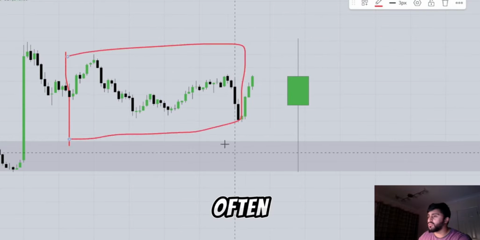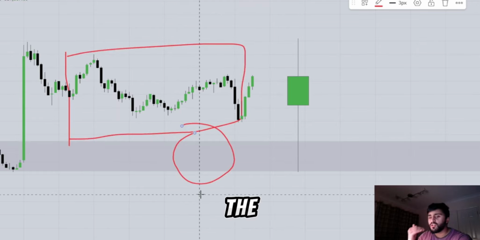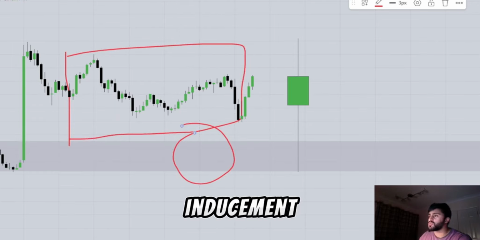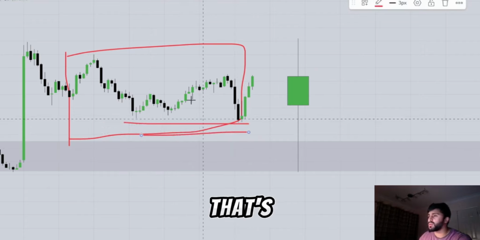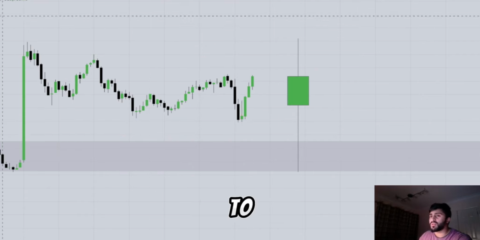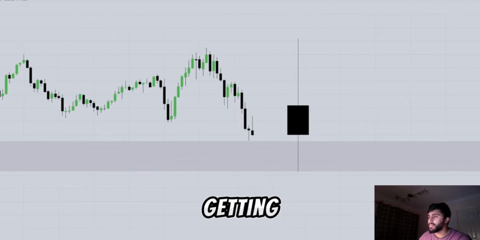Now, the accumulation often occurs above the zone. When the accumulation occurs above the zone, this is what we call inducement, right? So this is inducement, the liquidity that's building up over here. That is important to understand. So now if we continue to play price on, let's see what we end up getting.